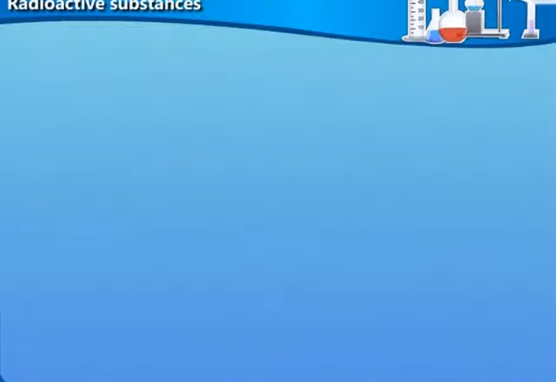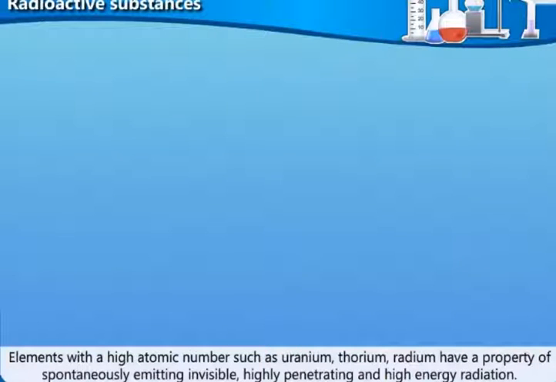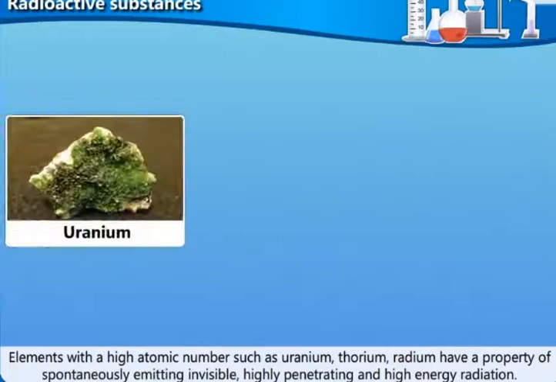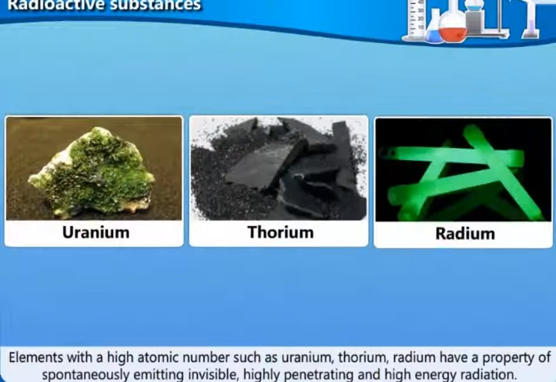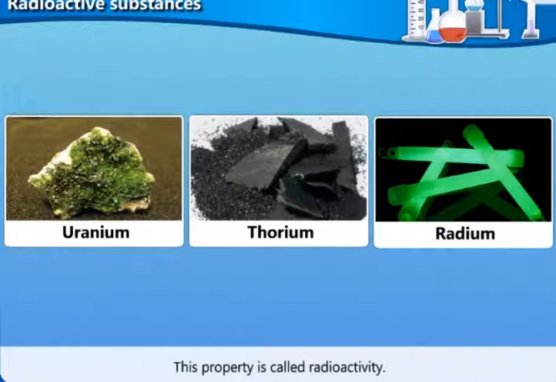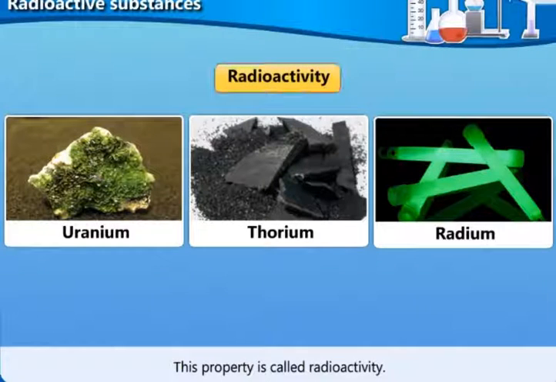Radioactive substances. Elements with a high atomic number, such as uranium, thorium, radium, have a property of spontaneously emitting invisible, highly penetrating, and high energy radiation. This property is called radioactivity. So most of the elements which have an atomic number of 92 and above are all called radioactive substances because they all give out these radiations.